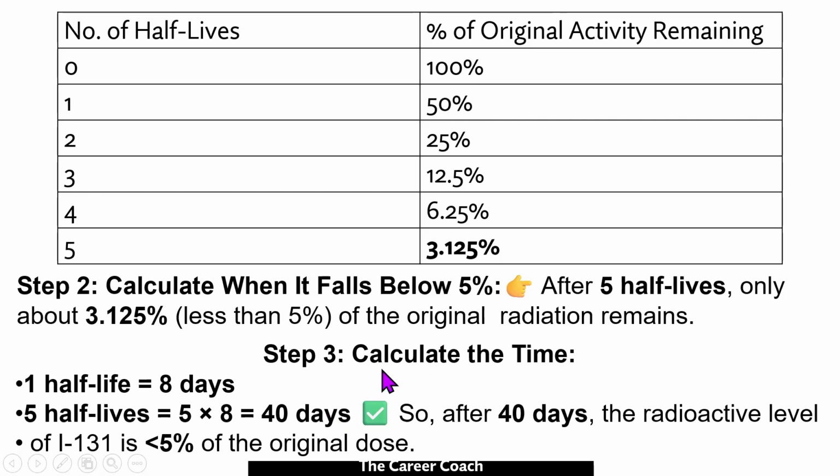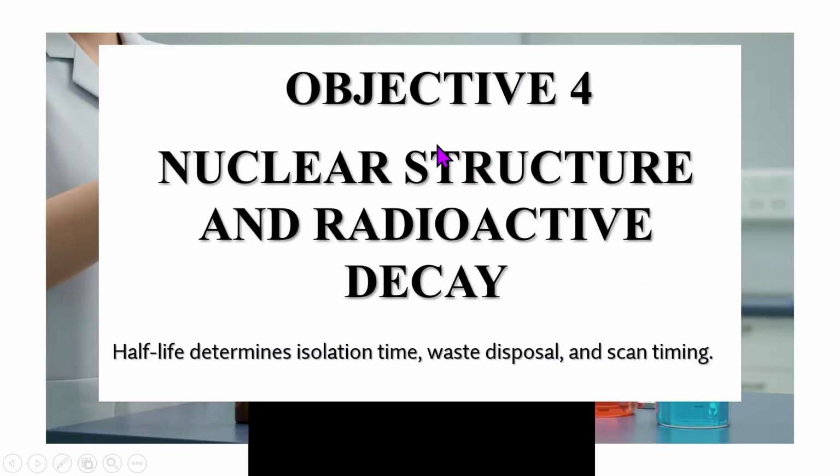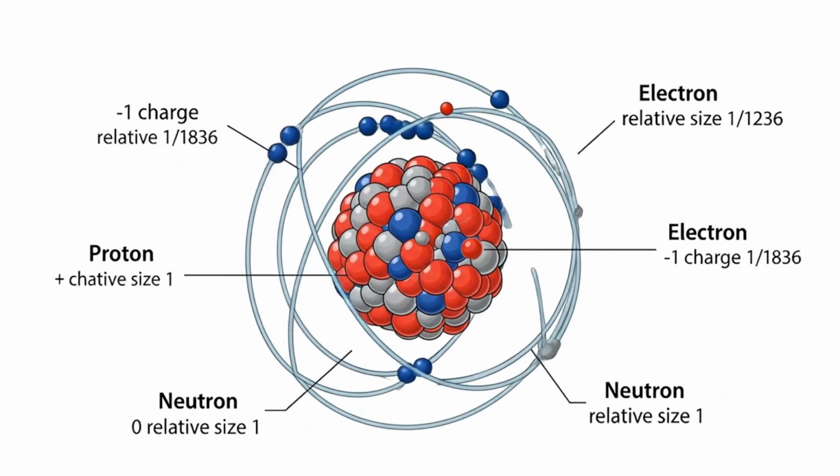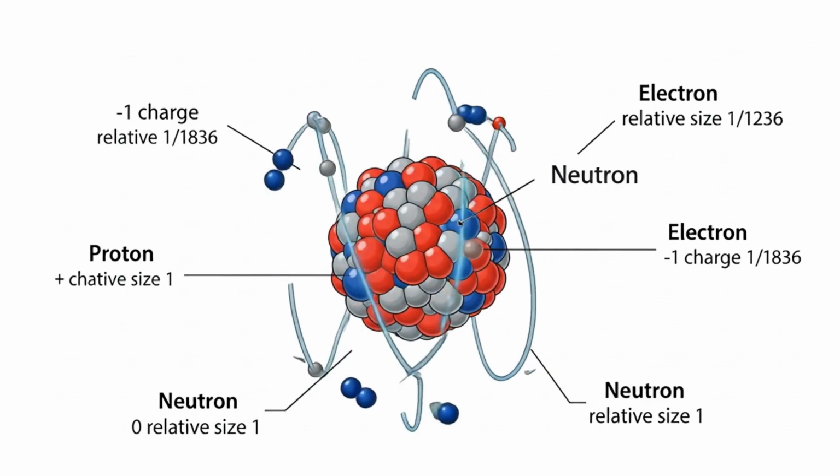So basically, patients who are exposed to this can be kept in isolation for just 5 days, because after about 5 days, the amount of iodine-131 should be insignificant, less than 5%, so the patient can be allowed to leave. Objective 4, we want to discuss nuclear structure and radioactive decay. Half-life of an element determines the isolation time for patients. It also determines waste disposal and scan timing. We'll talk about nuclear structure and radioactive decay.